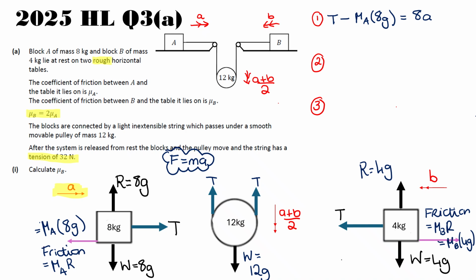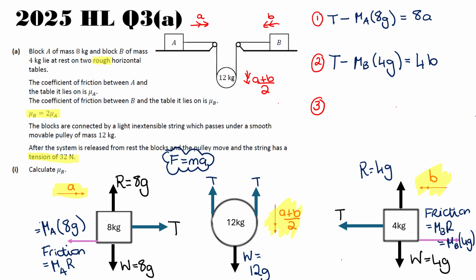The second one, let's do our particle B. So it's moving to the left. So bear that in mind. Now things to the left will be taken as positive. So we have T minus mu B times 4g is equal to mass, which is 4, times our acceleration, which is B. And then lastly, 3 is going to be our pulley.